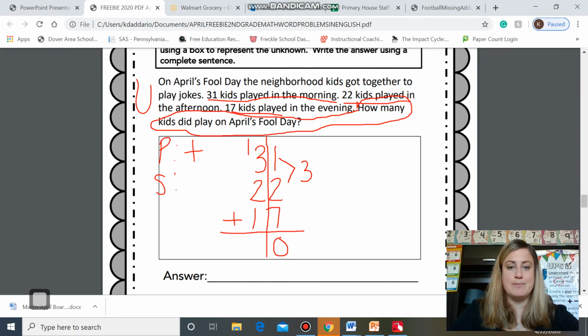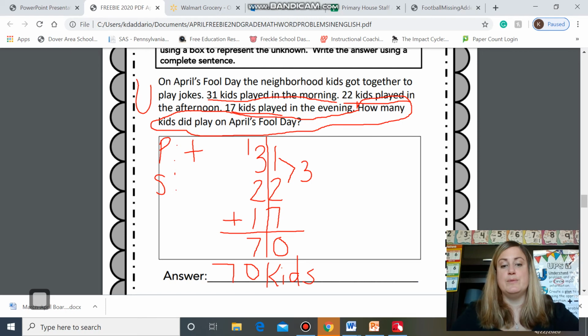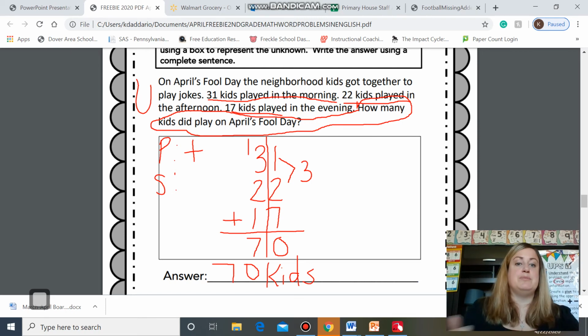Then I'm going to add up my tens. So I have 3 plus 2 is 5, plus 1 more is 6, plus 1 more is 7 tens, which is 70. So our answer is 70. So then on the line, I would write 70, and then I would use the words from the problem and I would write my label, 70 kids, and we could even write a sentence if we would like to. 70 kids played on April Fool's Day.